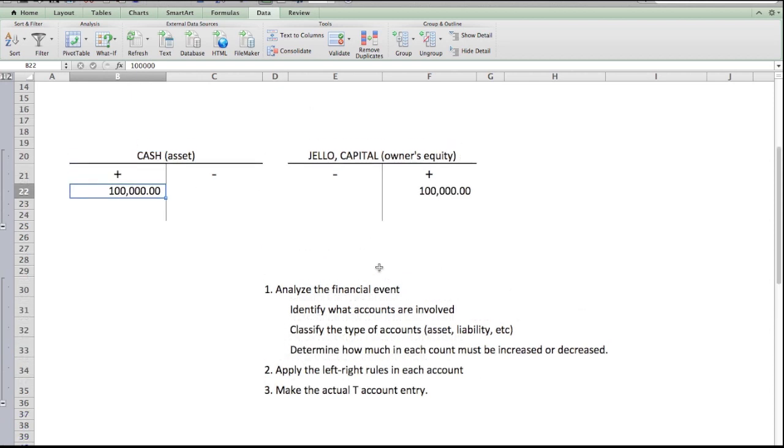And if you look at this example, the financial event was Joe investing. What accounts were involved? The cash and the capital. We classified the accounts. The cash is of course going to be an asset. The capital is going to be an equity. We must increase the cash by $100,000 because Joe is investing $100,000, and we must reflect that by giving Joe $100,000 in owner's equity. We then apply the left-right rules. Left equals right, 100,000 equals 100,000. It's balanced, and then finally, we'd actually enter this into the system.